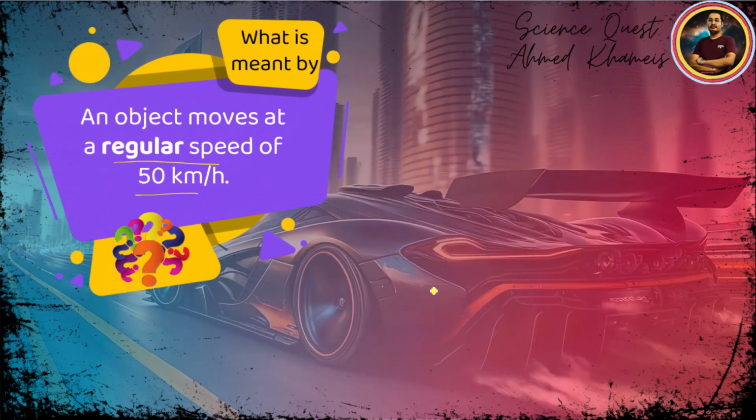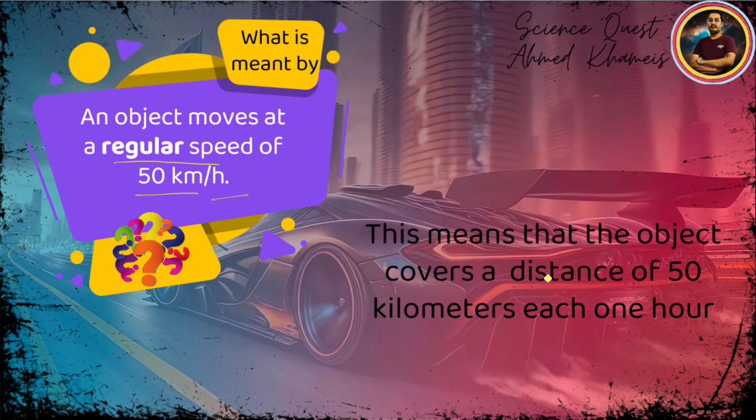What is meant by an object moves at a regular speed of 50 km per hour? Regular speed means that the object covers the equal distance at equal amount of time. So we say that this object covers equal distance, which is 50 km, at equal amount of time, which is 1 hour. So this means that the object covers a distance of 50 km each 1 hour.